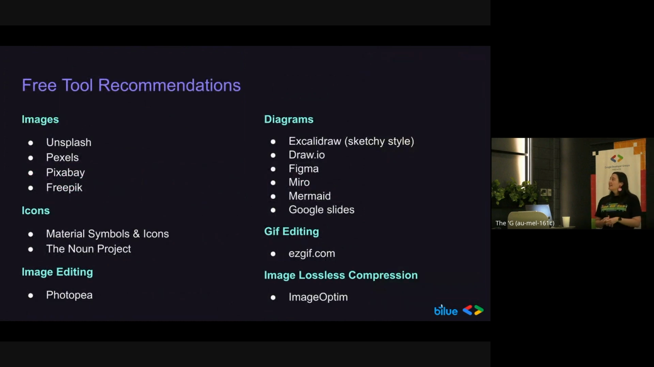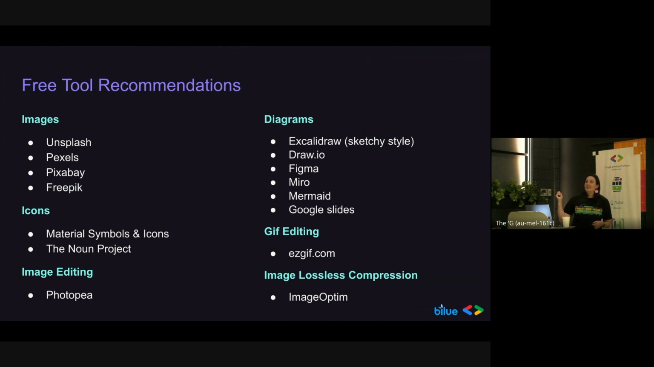Some free tool recommendations. Images: Unsplash, Freepik are really good. Icons: I use Material Symbols and Icons a lot. The Noun Project is really useful. A lot of those you're required to attribute, but that's totally fine. Image editing, I use Photopea. It's a web-based client, super lightweight, easy to use. You can pay for it if you want to, but it's ad supported otherwise.